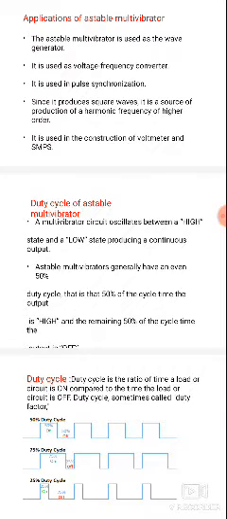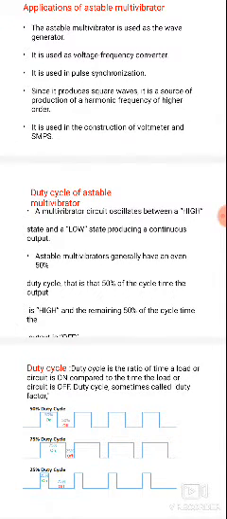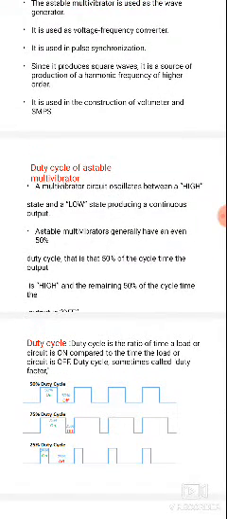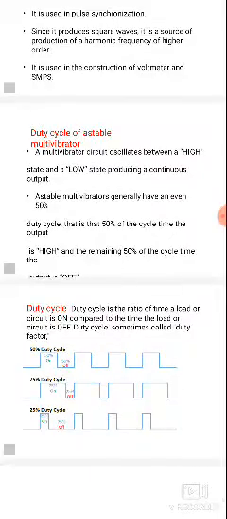So it will be the square wave generator. That's why it is the source of production of harmonic frequencies in the higher order. Harmonic means multiple frequencies. Next, it is used in the construction of voltmeters and also SMPS, switching mode power supplies.